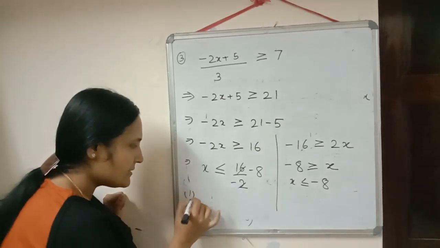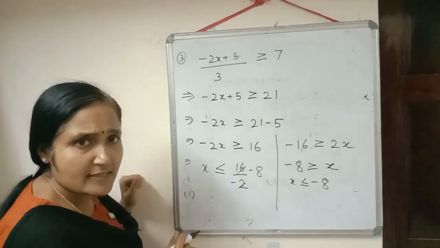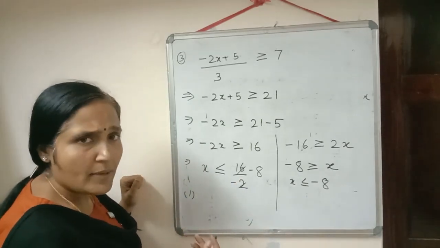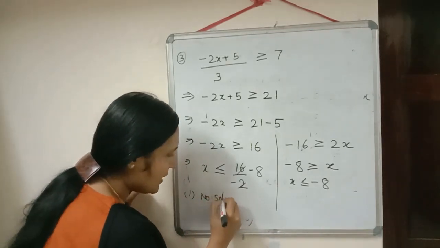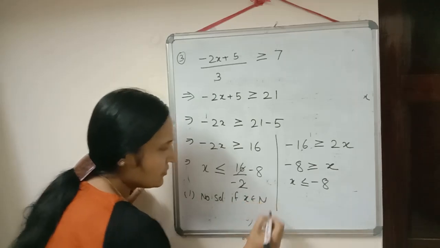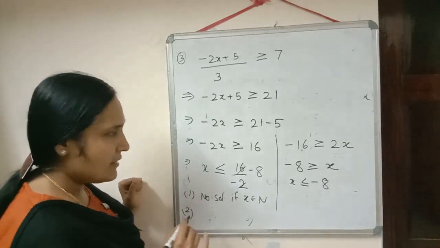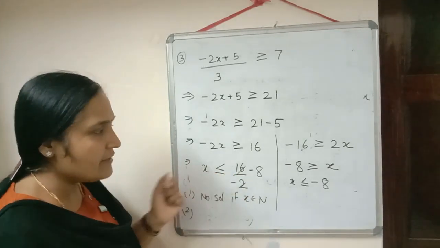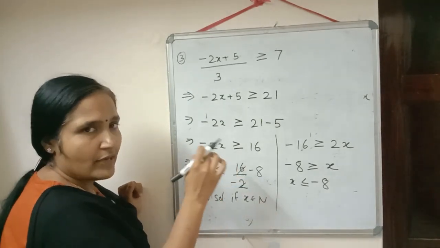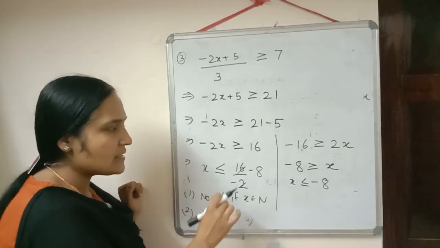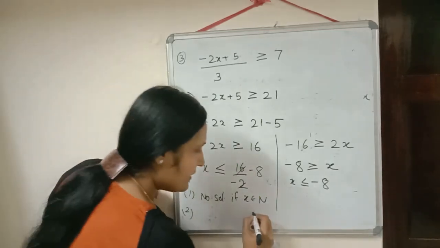Now again first case, x is a natural number. So do we have any natural number which is less than or equal to minus 8? No, because natural numbers start with 1 only. So just write down there, no solution if x belongs to N. Okay, now second case, if x is an integer. Now what they are saying, x is an integer which is less than or equal to minus 8. So we have to take all the integers which are either less than minus 8 or equal to minus 8. Then what will come?